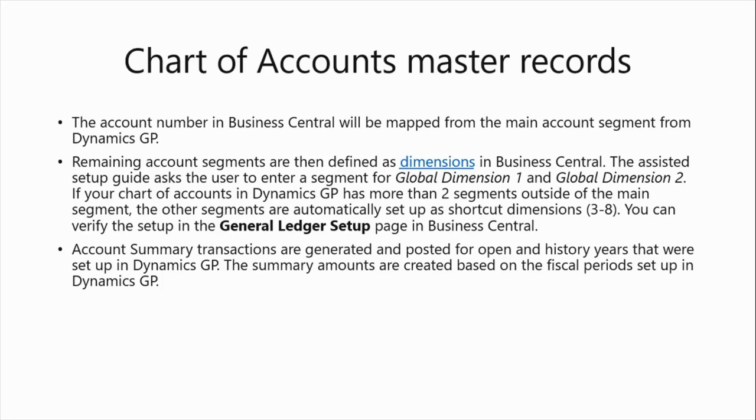Account summary transactions are generated and posted for open and history years that are set up in Dynamics GP. The summary amounts are created based on the fiscal period set up in Dynamics GP.